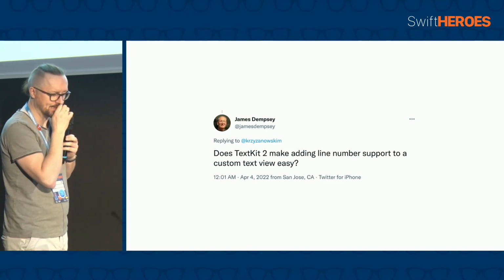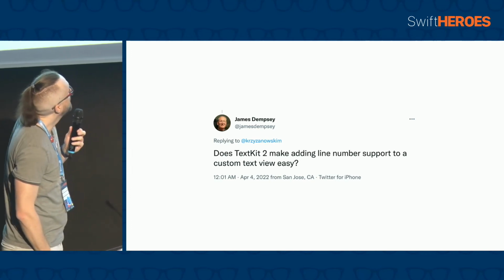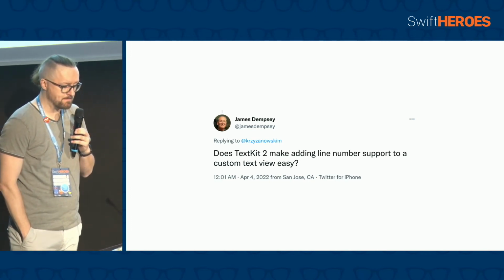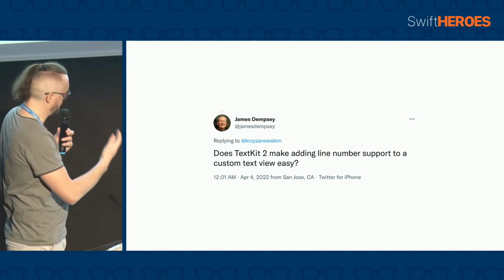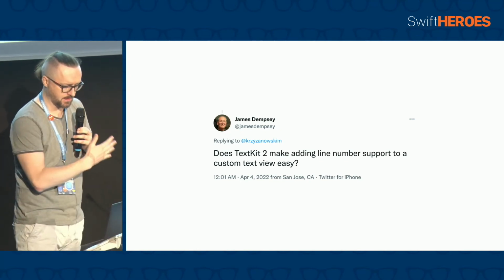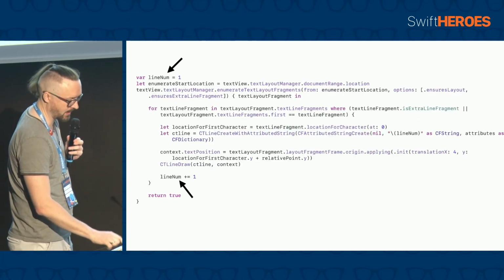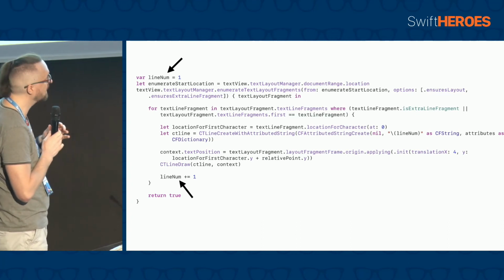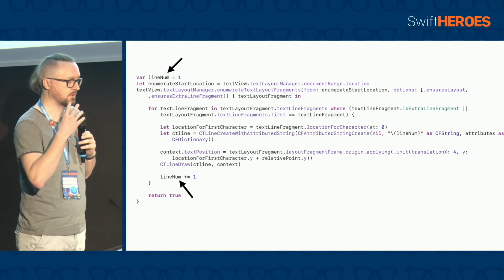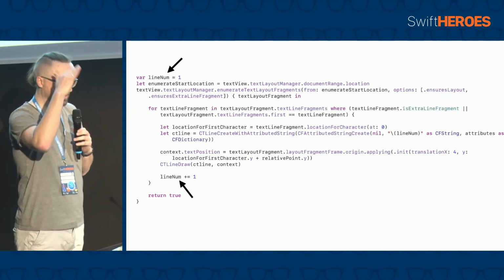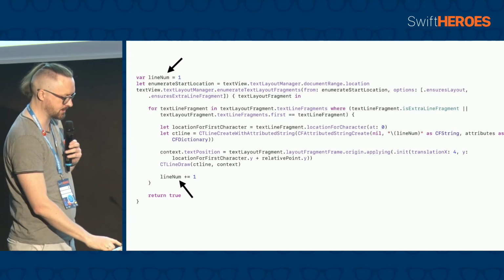While on that, a few days ago, James Dempsey asked, is it easy to add line numbering to the custom text view? And yeah, I think it is. I will show you using the knowledge we already had and the fragments. That's basically the code to enumerate and calculate the line numbers and put them on the right position.